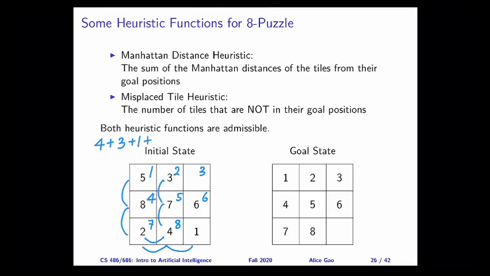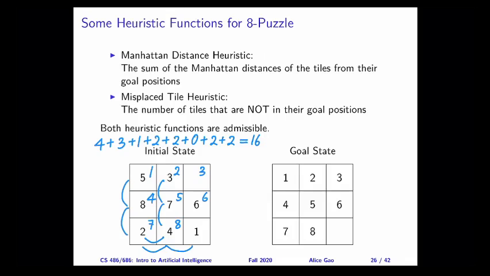For tile 4, the distance is 2. For tile 5, the distance is 2. For tile 6, the distance is 0 because it's already in its goal state. For tile 7, the distance is 2. And for tile 8, the distance is 2. Calculate the sum. The sum is 16. So the Manhattan distance heuristic value for this state is 16.